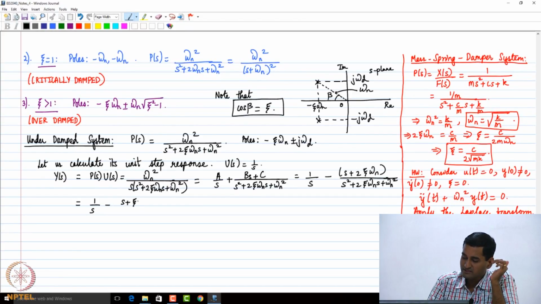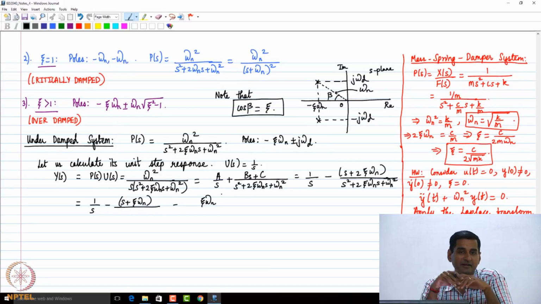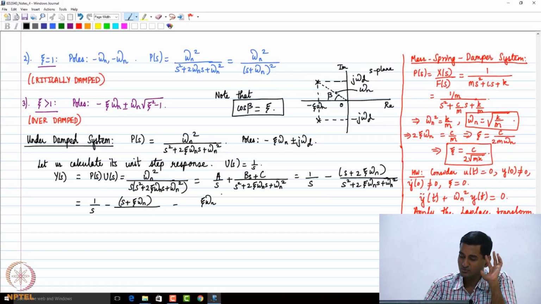What we are going to do is that in the numerator we have this s plus 2 zeta omega n. We are going to split it as s plus zeta omega n and then another zeta omega n. I can do that, can I not? I am just writing 2 zeta omega n as two terms.